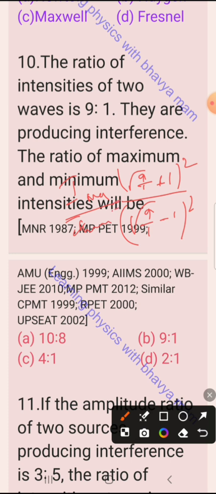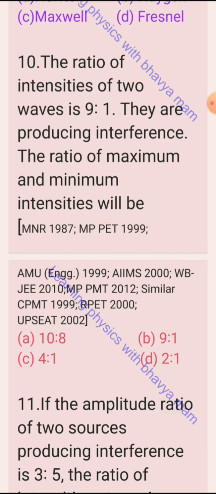So what is the square root of 9? 3. 3 by 1 is 3. 3 plus 1 whole square. 3 plus 1 is 4. 4 square is 16. Divided by, once again, 9 by 1 is 9 only. Square root of 9 is 3. 3 minus 1 is 2. 2 whole square is 4. Is this clear? 16 by 4. 4 fours are 16. So therefore it is 4 by 1. Option C. Is this clear?